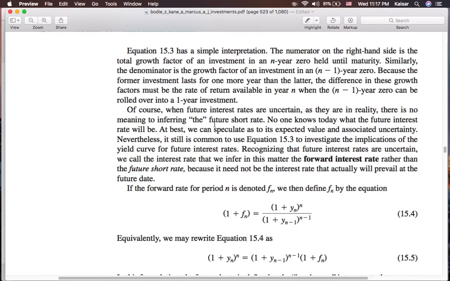Nevertheless, it is still common to use equation 15.3 to investigate the implications of the yield curve for future interest rates. Recognizing that future interest rates are uncertain, we call the interest rate that we infer in this manner the forward interest rate rather than the future short rate, because it need not be the interest rate that actually will prevail at the future date.